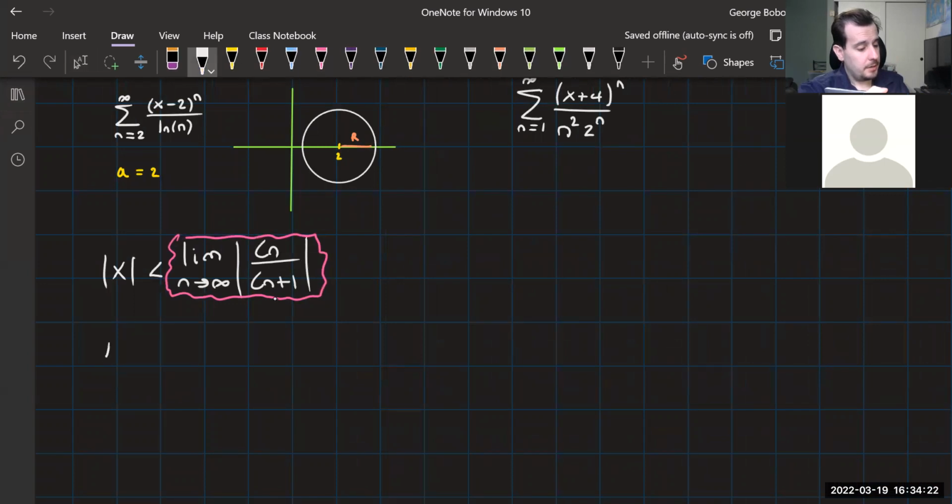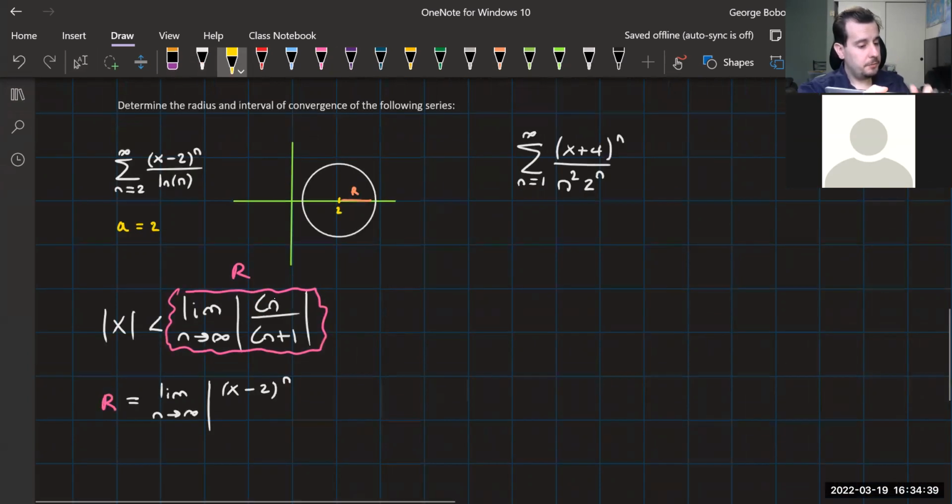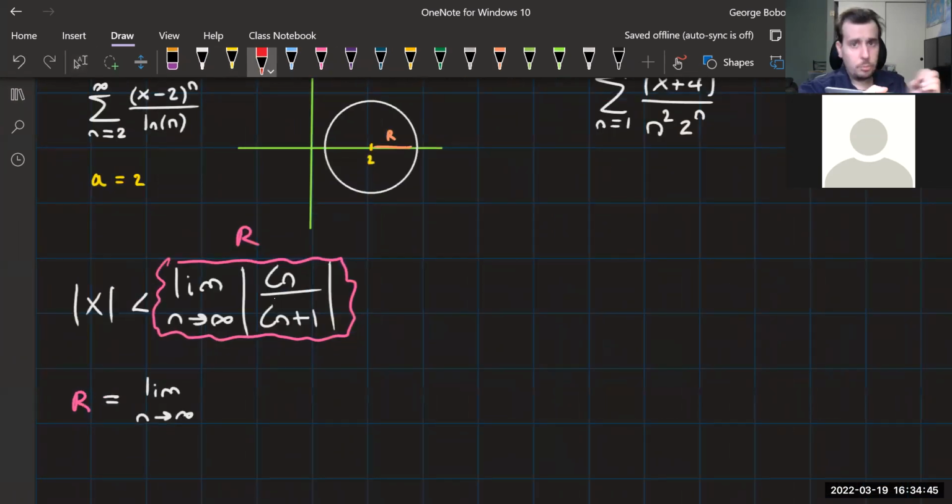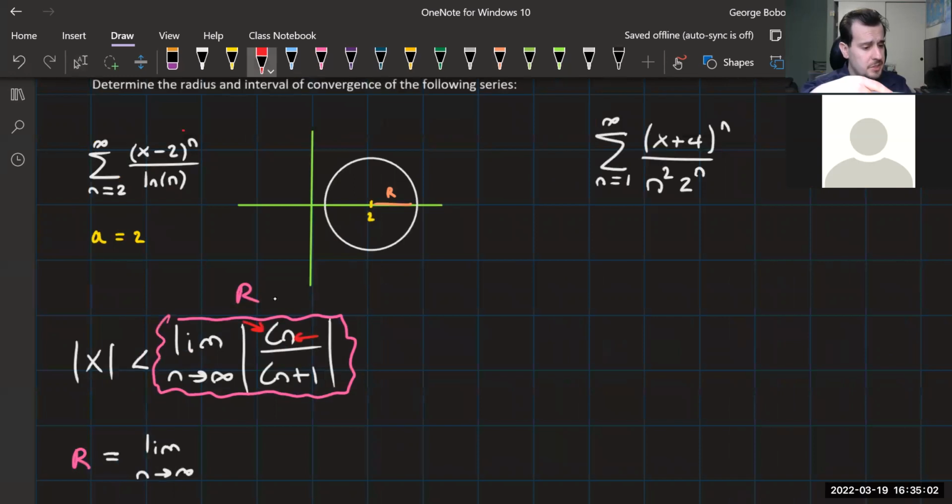So again, this radius of convergence, okay, this R, is equal to the limit as n goes to infinity, absolute value of x minus 2 to the n. Again, I need to be careful to show you. Hold on. Because I almost fell for it myself. You're going to fall for it too. What exactly is this again? This is the constant part of the series that depends on n. Think about that for a second. The constant part of the series. Is this a constant?